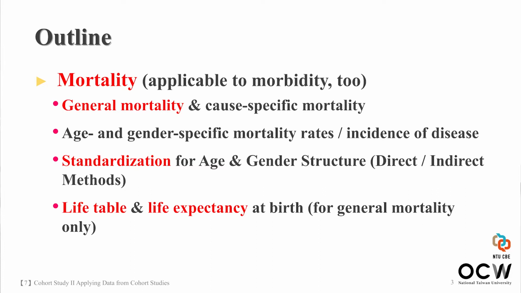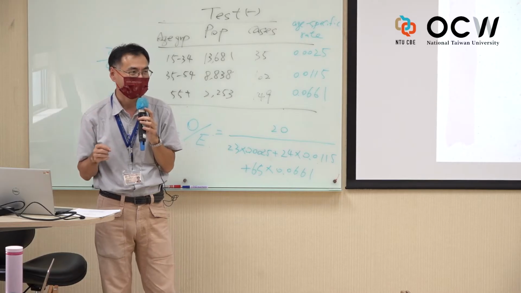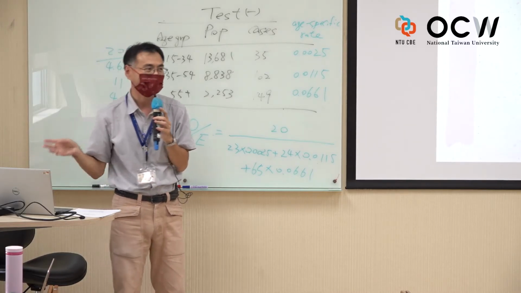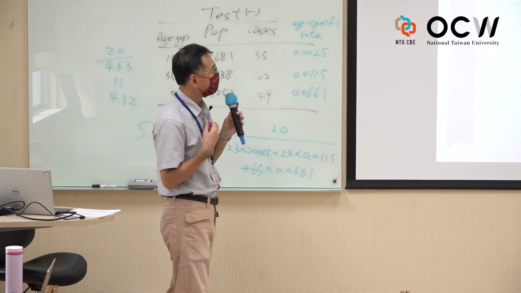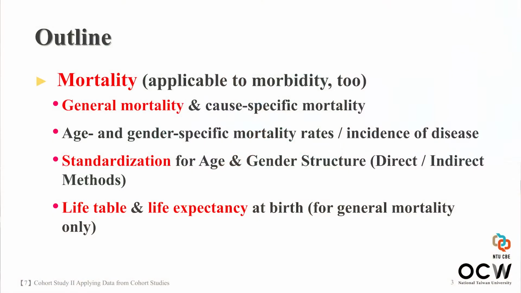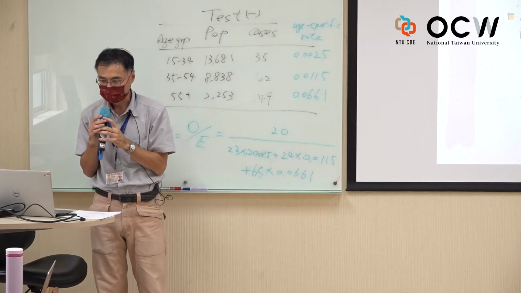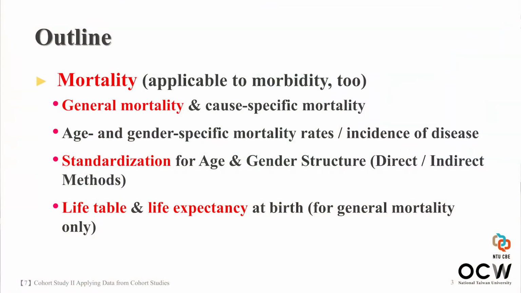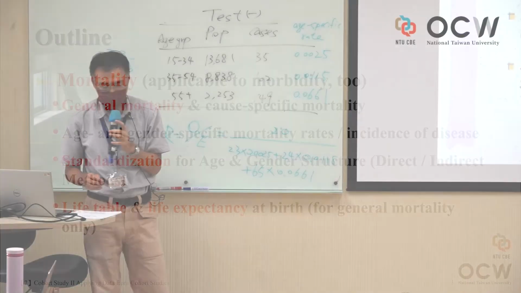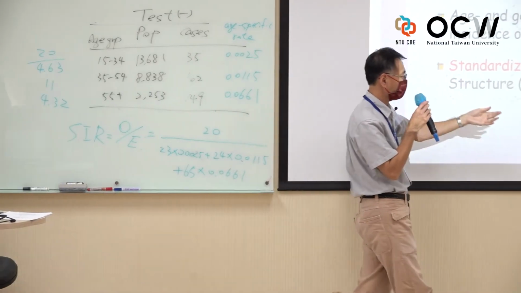Okay, outline. I'm going to revisit the idea about mortality. But actually, everything I'm talking about today is also applicable to morbidity, especially for direct and indirect standardization. It works for mortality and also for morbidity. Now we're going to review the definitions of general mortality and cause-specific mortality. Then I'm going to show you how to calculate age- and gender-specific mortality rates for the adjustment for age structure by standardization, and the so-called direct and indirect methods.